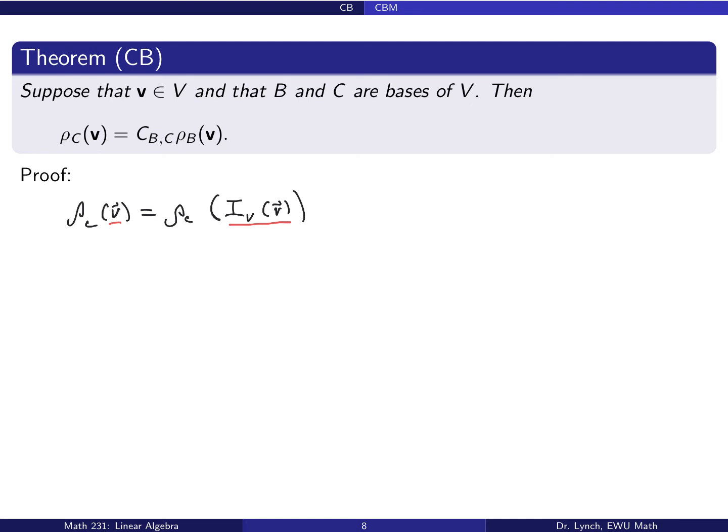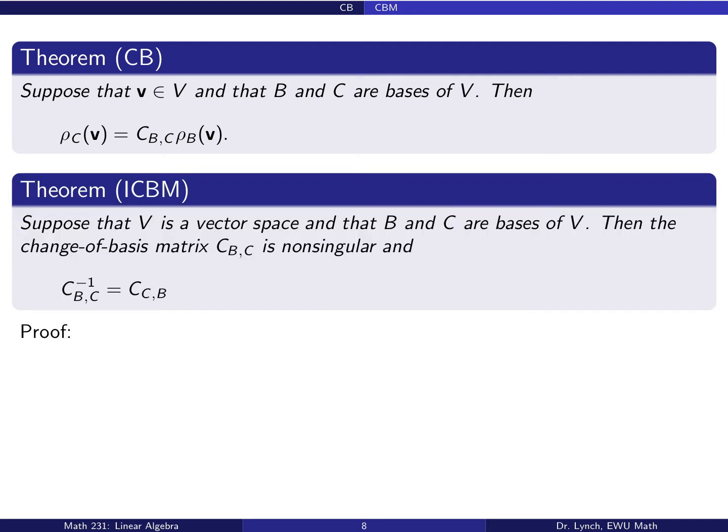And in fact, this coordinatization process, rho sub C, is exactly what we do when we multiply by the change of basis matrix BC with respect to the identity transformation. Okay, so this change of basis matrix takes us from the basis B to the basis C with regard to matrix multiplication.